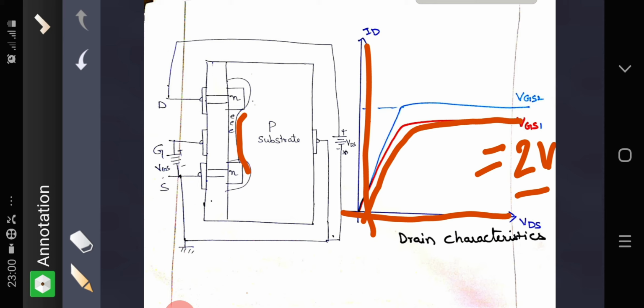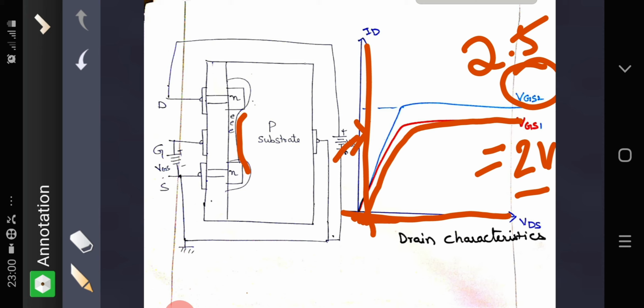Now let us say that VGS is made 2.5 and kept constant, and VDS starts increasing. If we increase VDS, more current will be there. It will be at a higher level because more VGS means more electrons get accumulated near the gate because of the positive voltage. After some voltage of VDS, the current becomes constant. Here you will get a curve like this.